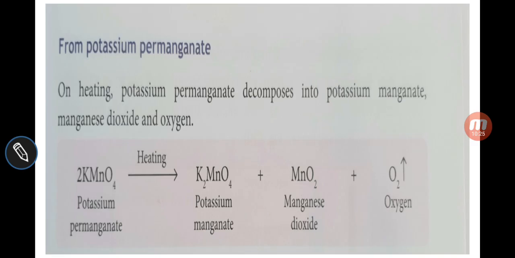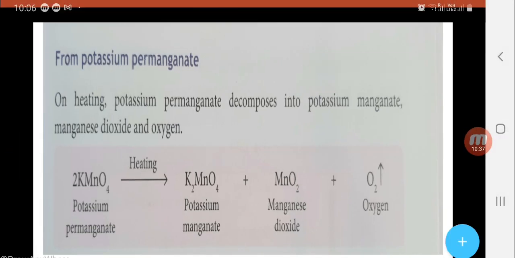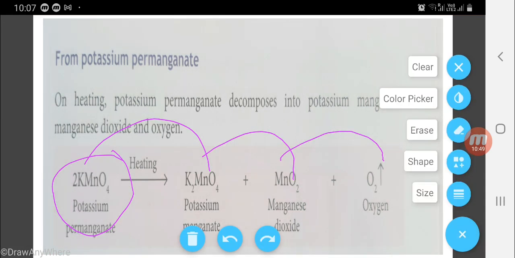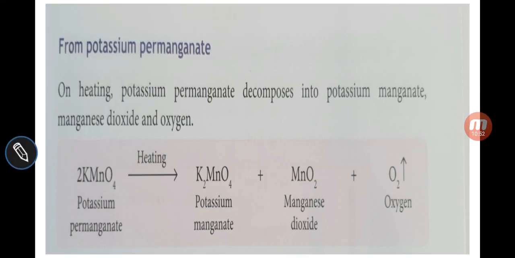And the last one is that on heating potassium permanganate, it decomposes into potassium manganate, manganese dioxide and oxygen. You can see clearly KMnO4 is potassium permanganate. On heating it forms K2MnO4 and MnO2, and the last one is oxygen. And in this way you can get oxygen. So these are the methods by which you can prepare oxygen. It is a very important topic. Please note down in your copy.